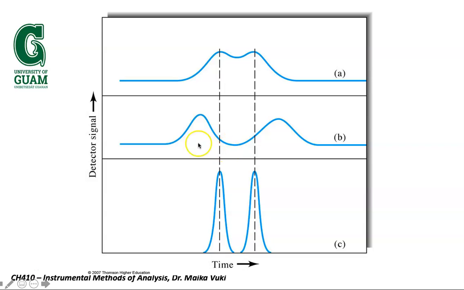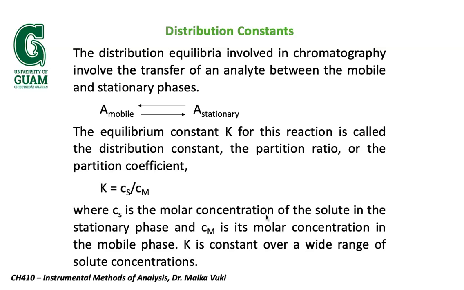There are two things that we really want to see in a chromatogram. One is the clear separation between the peaks, and also the narrowing of the chromatographic peaks. Okay, let's look at the distribution constants.